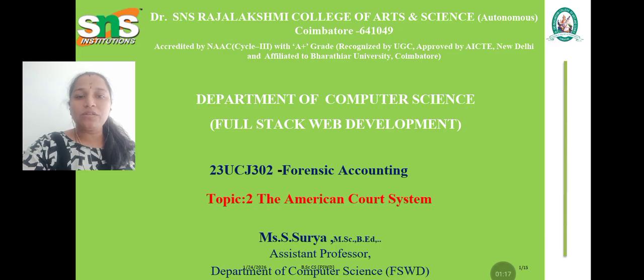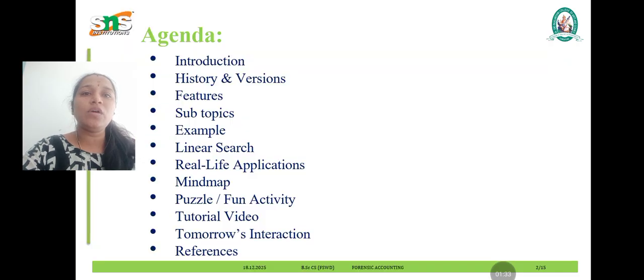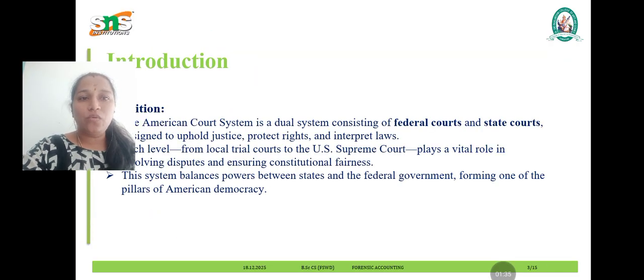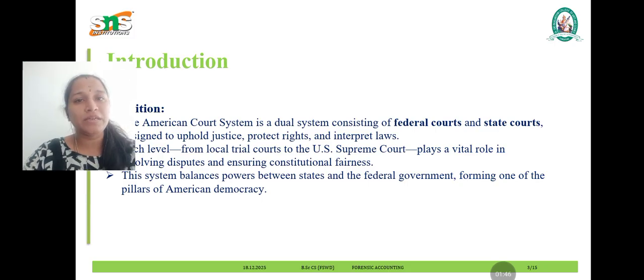The federal courts follow federal laws, financial trials, tax evasion, securities fraud, and money laundering. The federal courts have three levels: district courts, circuit courts, and the U.S. Supreme Court. The U.S. Supreme Court plays a vital role in disputes, ensuring constitutional fairness, and it is a pillar of American democracy.